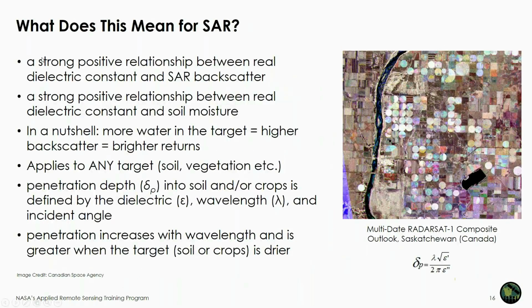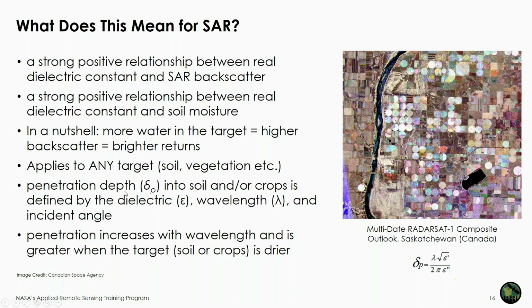So what does this mean for radars? Well, there's a strong positive relationship between the real dielectric constant and SAR backscatter, and a strong positive relationship between the real dielectric constant and soil moisture. And what that means, in essence, is that when we have greater water in the target, we have higher backscatter, or brighter returns. I've been talking about soil, so how much water is in the soil, but this also relates to vegetation. The more water in a vegetation, the higher the radar response will be.